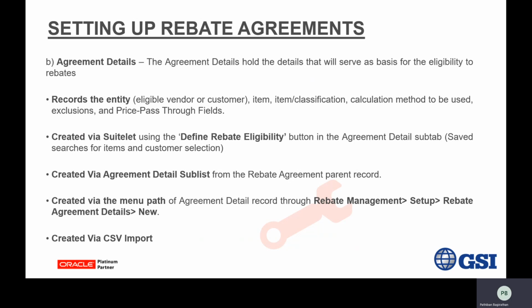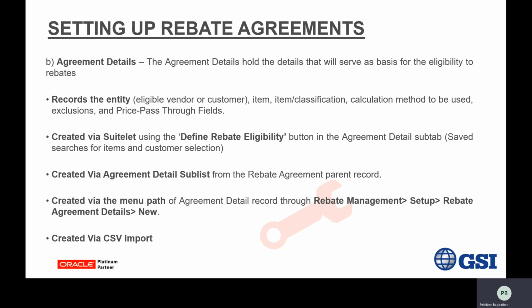Price pass-through fields are based on vendor rebates on a sales order. So if anything is purchased based off of a sales order, then you have to define the percentage or amounts off of that sales order amount that we need to provide as a refund. So there's a suitelet that needs to be installed, and this is typically to define the rebate eligibility. And it's based on what we just spoke about. Like, do we want to use items, vendors, customers based off of a saved search? So there's a saved search, you can define which customers receive this rebate, okay?